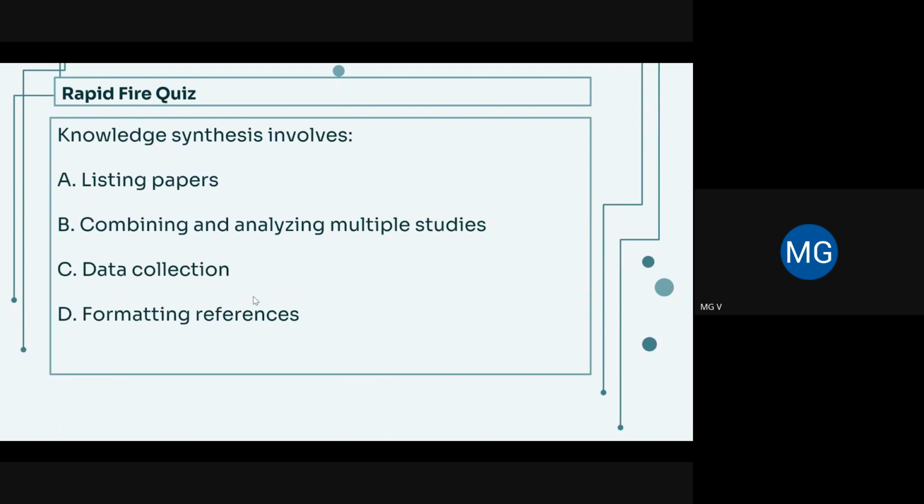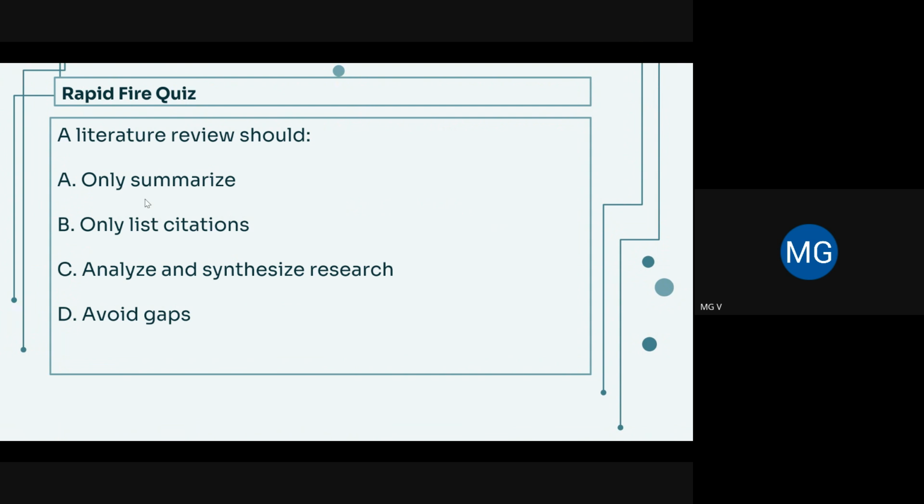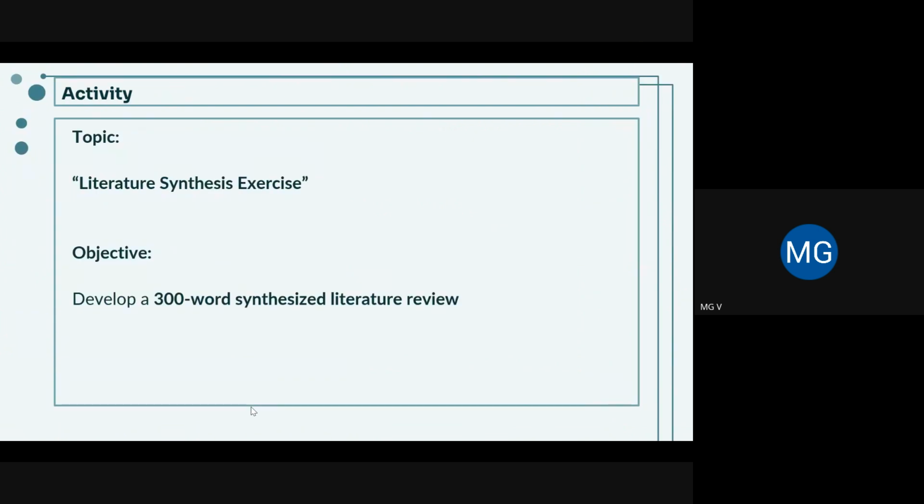Knowledge synthesis involves: listing papers, combining and analyzing multiple studies, data collection, or formatting references. Right, sir? It is B, combining and analyzing multiple studies. A literature review should: only summarize, only list citations, analyze and synthesize research, or avoid gaps. Right? It is C, analyze and synthesize research.